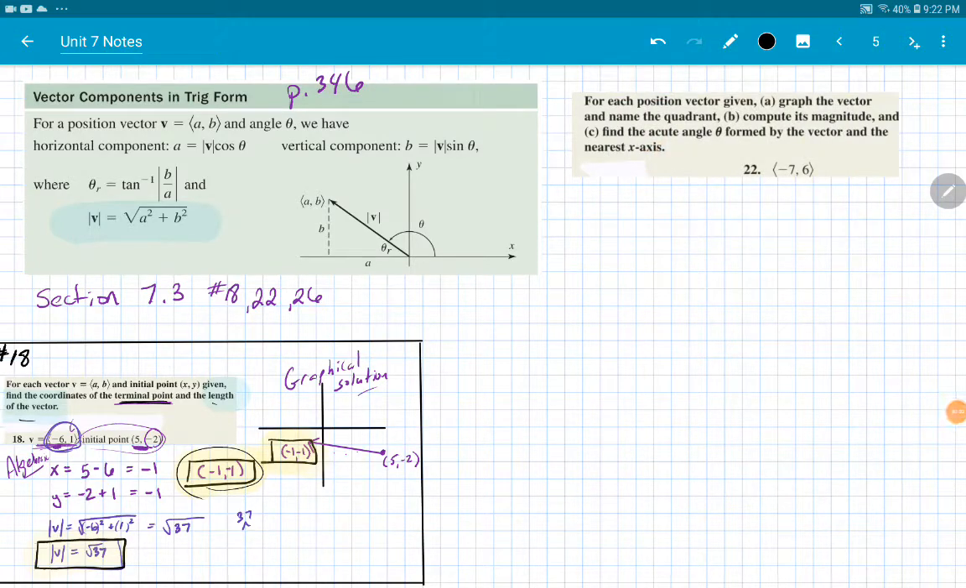Now we're looking at number 22. So we're given a position vector, and we need to graph the vector. That's part A, and name that coordinate. So I'll start with just part A. I'm going to start with an axis.